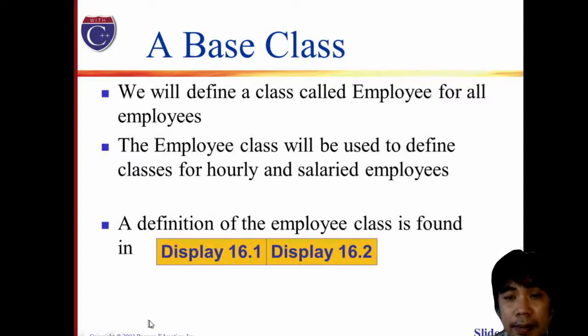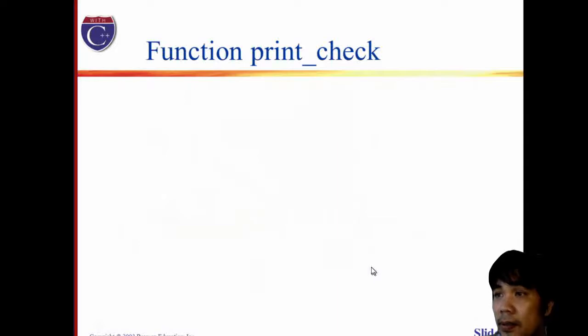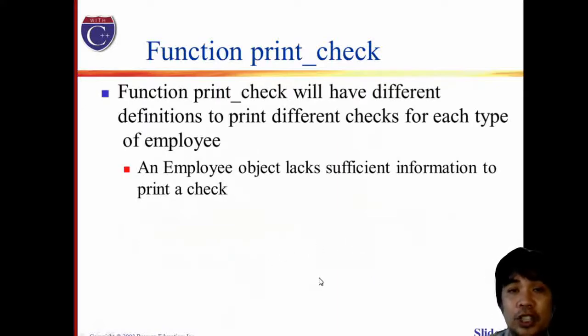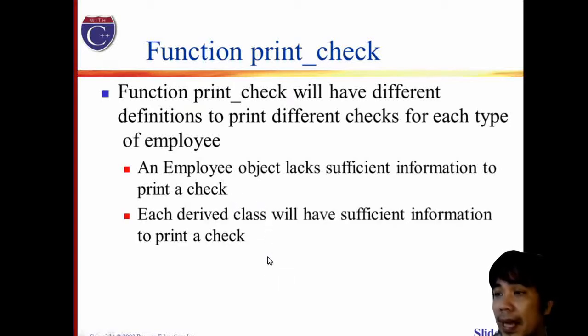So we have the base class. We have the function print check, or displaying some information of the employee. An employee object lacks sufficient information for printing a check, so each derived class will have sufficient information to print the check.